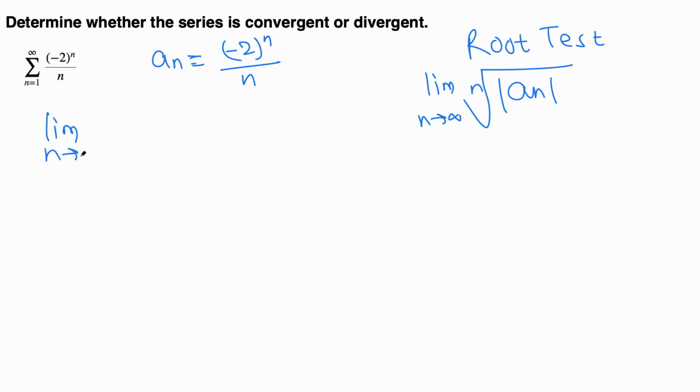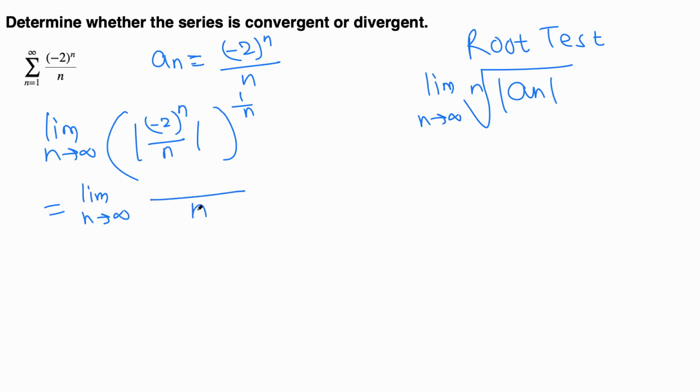The limit as n goes to infinity of this nth root is in fact something raised to 1 over n. The nth root means pretty much the quantity raised to 1 over n, and the absolute value of a_n, which is (-2)^n over n. Now let's take the absolute value. The absolute value of n on the bottom is just n, because n is always positive, going to positive infinity.